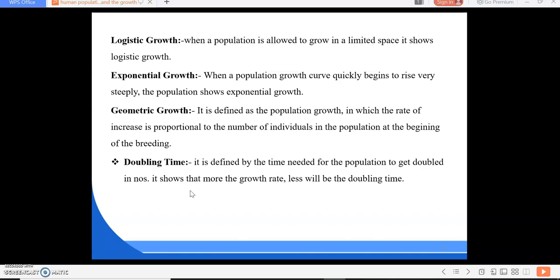Then there is a point that is doubling time. What do you mean by doubling time? It is defined as the time needed for the population to double in numbers. It shows that the more the growth rate, the less will be the doubling time.